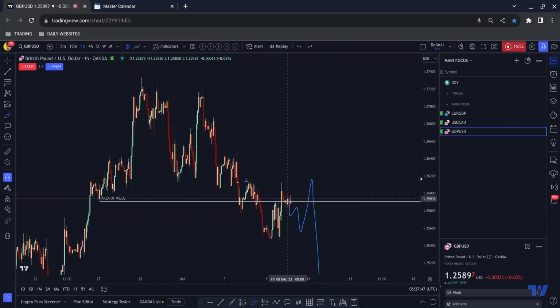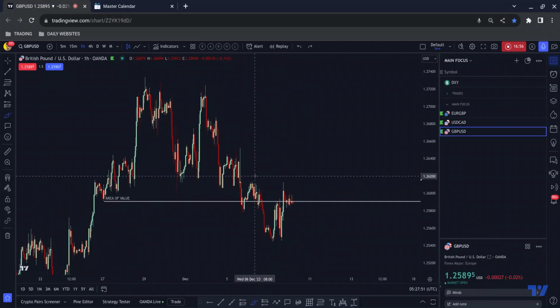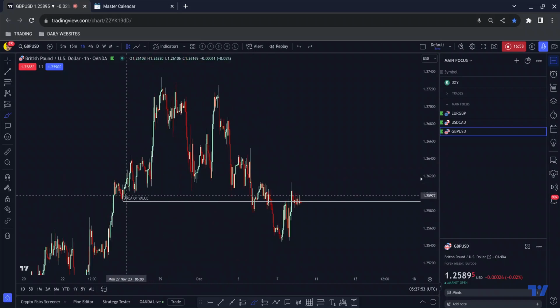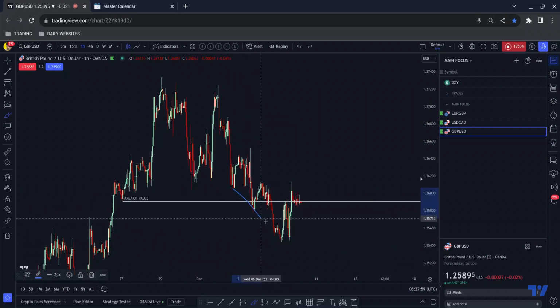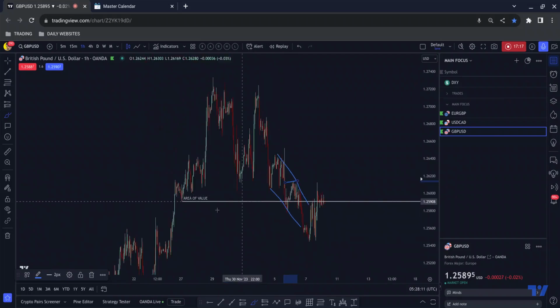However, if we break above this high and this high here, then we would be trading above this area of value where I had it plotted. We would be above here. So this may be a reversal structure. Okay, normally we don't break too far below an area of value if we're going to push to the upside.